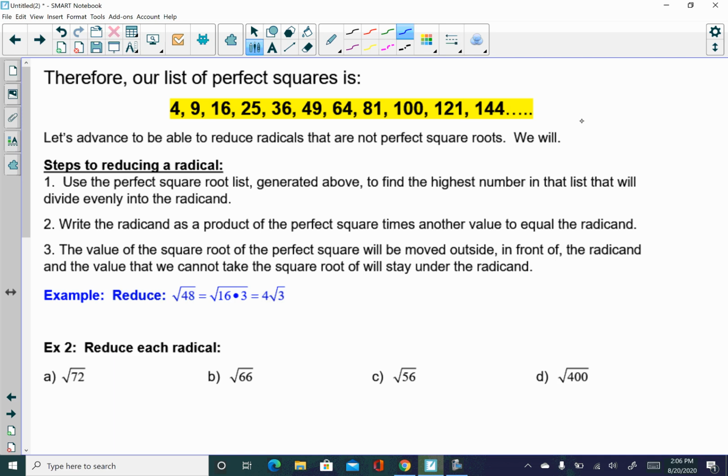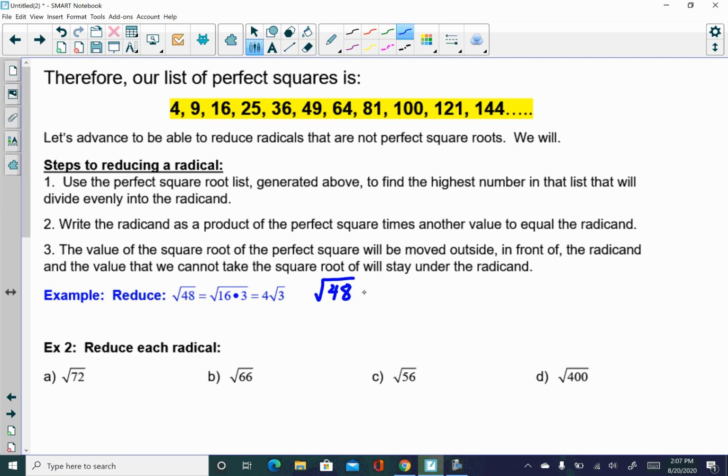It continues on. So now we want to be able to advance in order to be able to reduce radicals that are not perfect square roots, but they will involve a perfect square root. So I have listed for you here the steps that you will do. Instead of me reading those to you, I'm just going to demonstrate that to you. So your goal will be, for example, if you wanted to reduce the square root of 48, and of course I've already showed that work here, but I'm going to talk you through it.